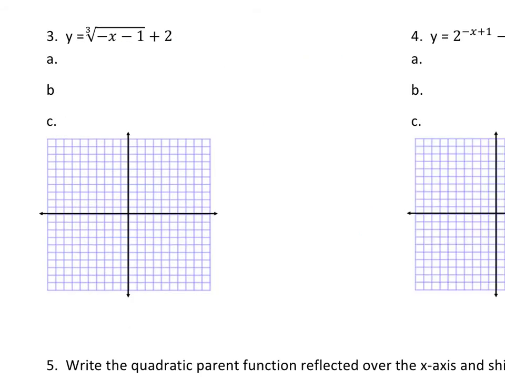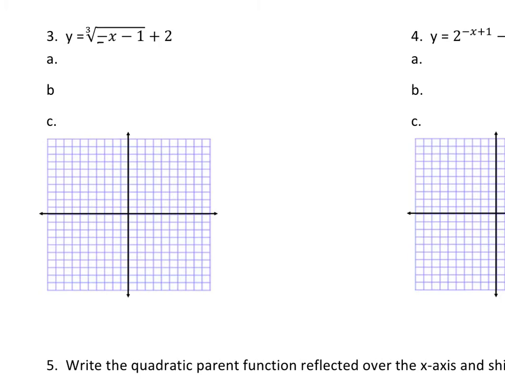Okay, moving on to example 3. I'm going to do example 3, and then I'm going to let you do number 4 on your own and see if you get that right. So in example 3, there's one thing that I'm going to notice. Do you see how this negative is with the x? And that means that the coefficient of x is not 1, it's -1.